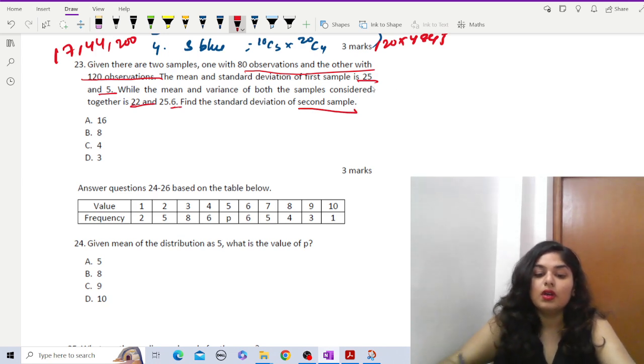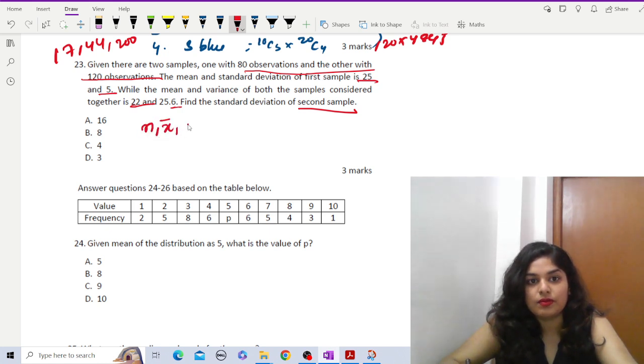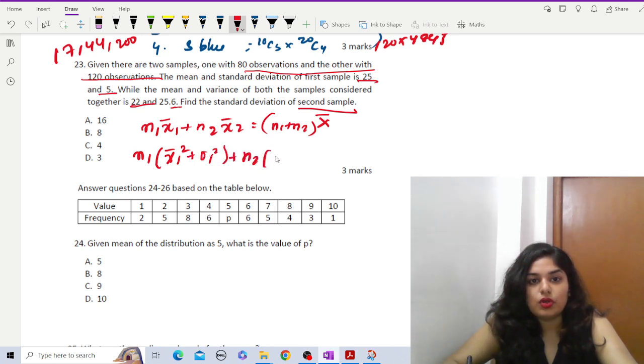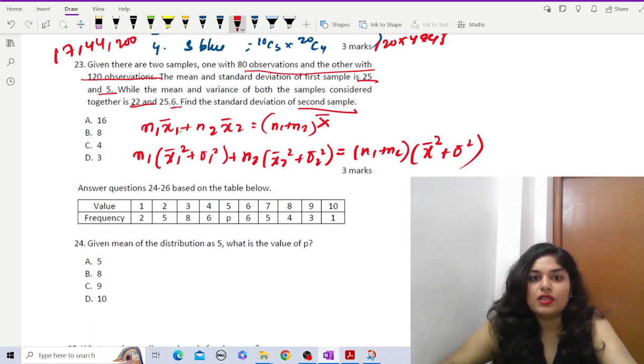So we are going to use the formula of combined mean and combined variance here. The combined mean: n1 x1 bar plus n2 x2 bar is equal to n1 plus n2 times x bar. And the combined variance: n1 times x1 bar square plus sigma 1 square, plus n2 times x2 bar square plus sigma 2 square, is equal to n1 plus n2 times x bar square plus sigma square. Here we just have to put in the values.